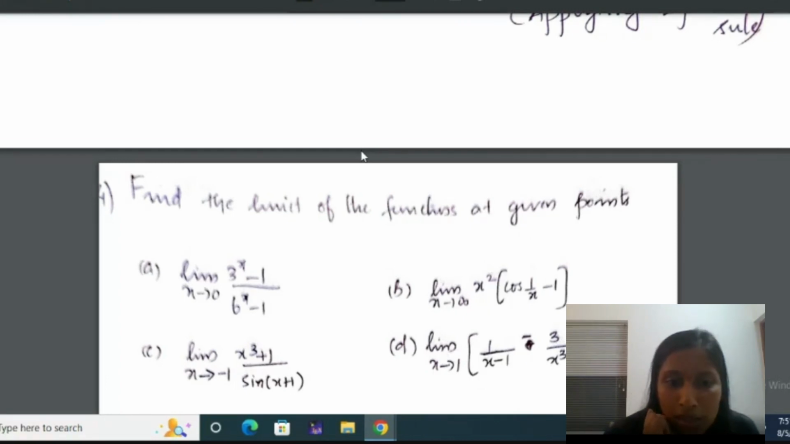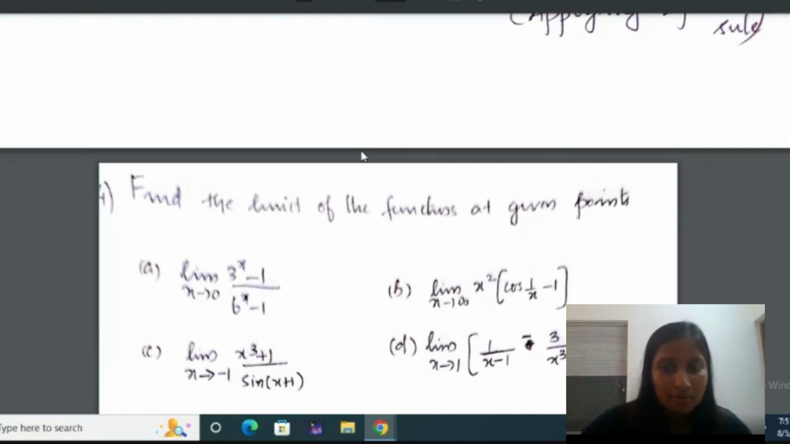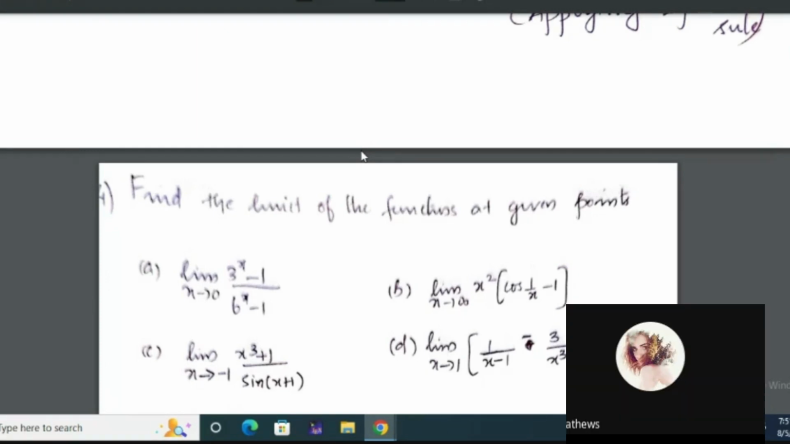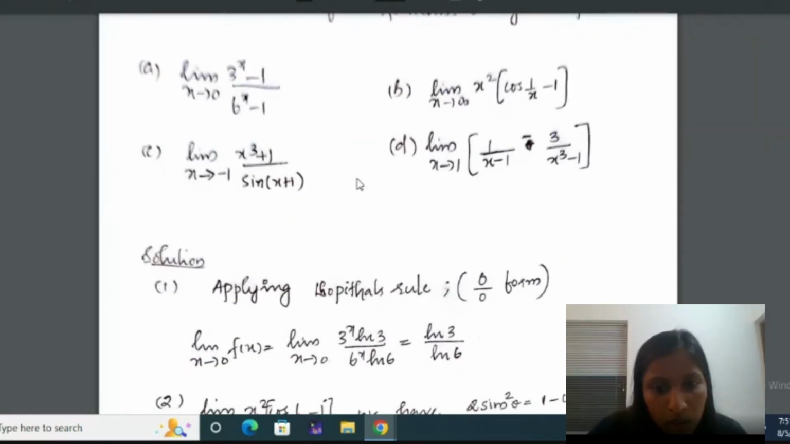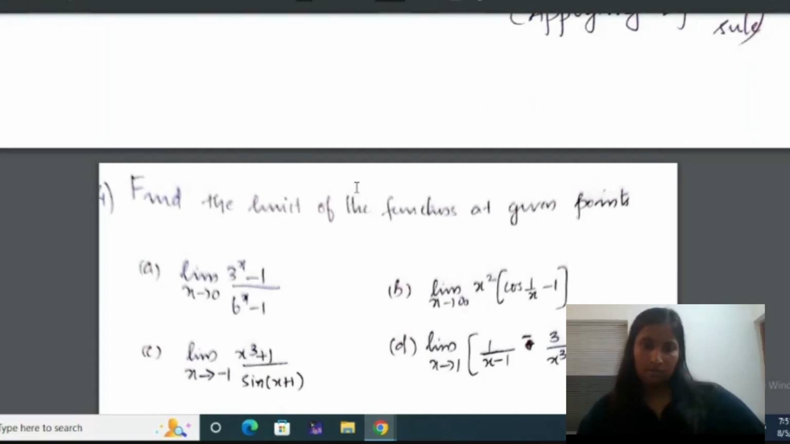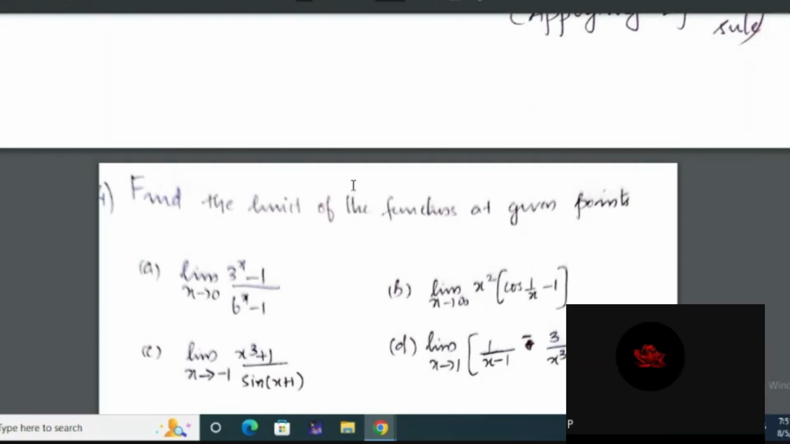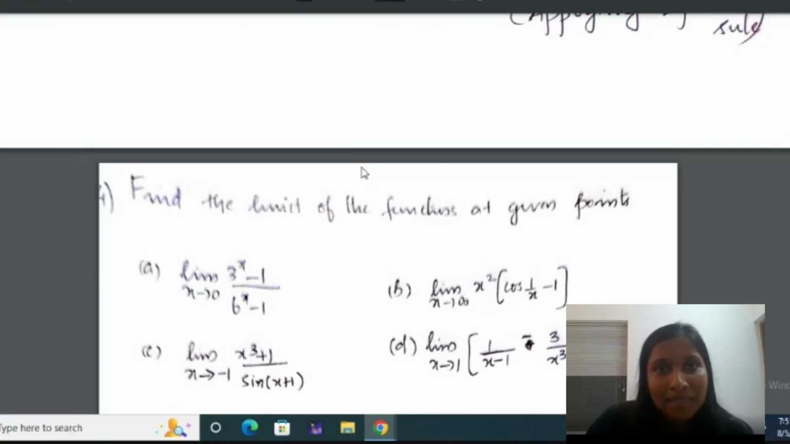Okay, it was just a simple application of... Anybody with answers? Is it 2, ma'am? No, it's not 2. Ma'am, log 3 by log 6. Yeah, log 3 by 0.613. Yeah, it may be the exact answer, but it is ln3 by ln6. I think it was the correct answer.